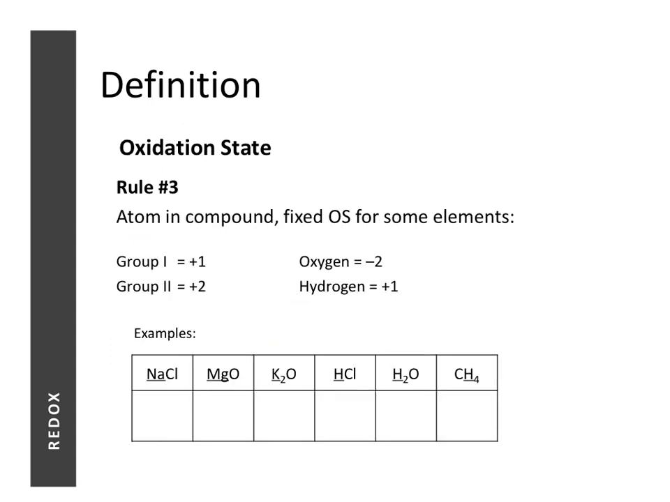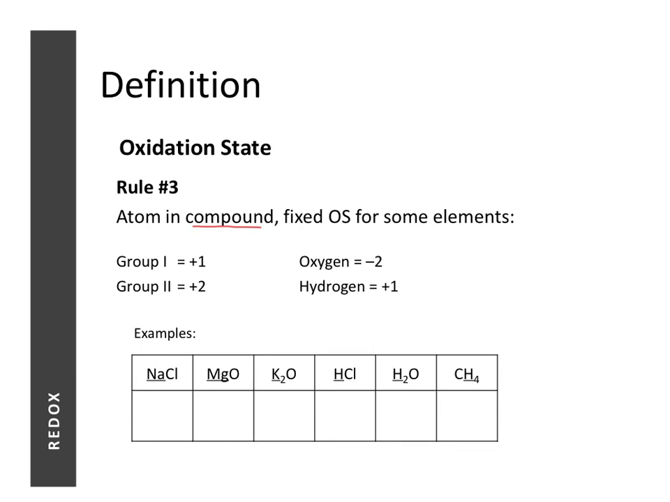Rule number 3. We have seen atoms in elements. What happens when atoms form a compound? When atoms combine with other elements, there are some elements that have a fixed oxidation state, meaning no matter what compound they form, the atom of that element will always have the same oxidation state. There are 4 that we need to learn.